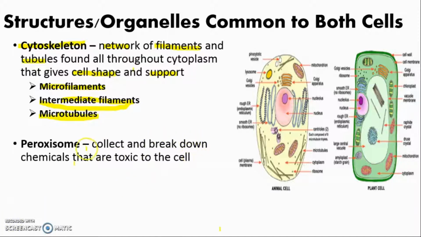Next is the peroxisome. This organelle collects and breaks down harmful chemicals, or chemicals that are toxic to the cell. So it's one of those organelles that keep the cell free from harmful chemicals. In the diagram, I guess the peroxisome is not included, but there is a peroxisome.